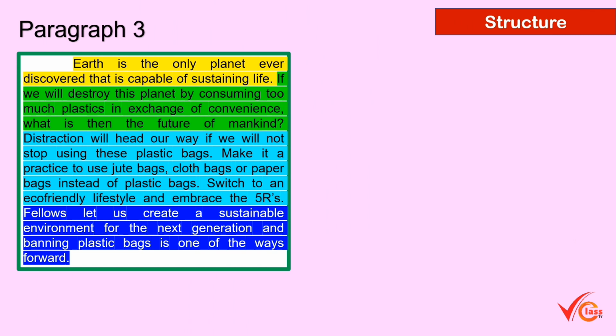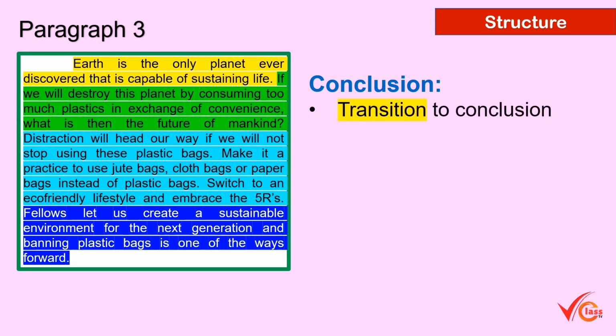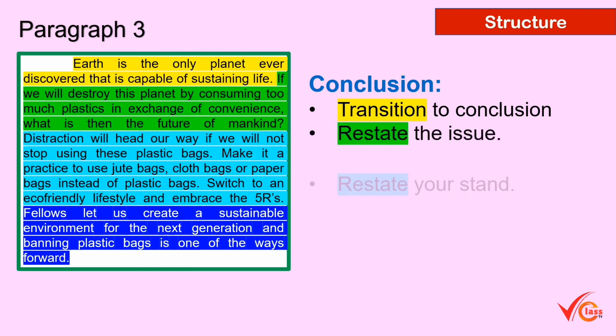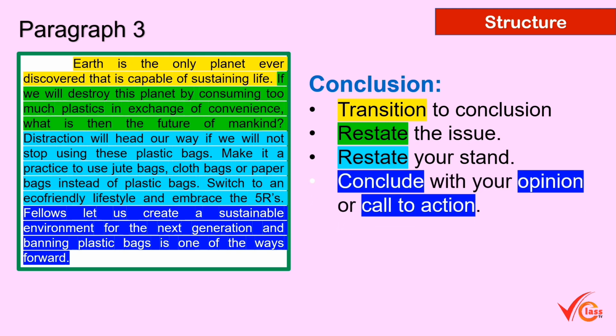And of course, you have paragraph 3. Paragraph 3 is your conclusion. And so here you're going to transition to conclusion, restate the issue, restate your stand, and conclude with your opinion or call to action. So the transition here is highlighted in yellow, such as the way of saying, Earth is the only planet ever discovered that is capable of sustaining life.